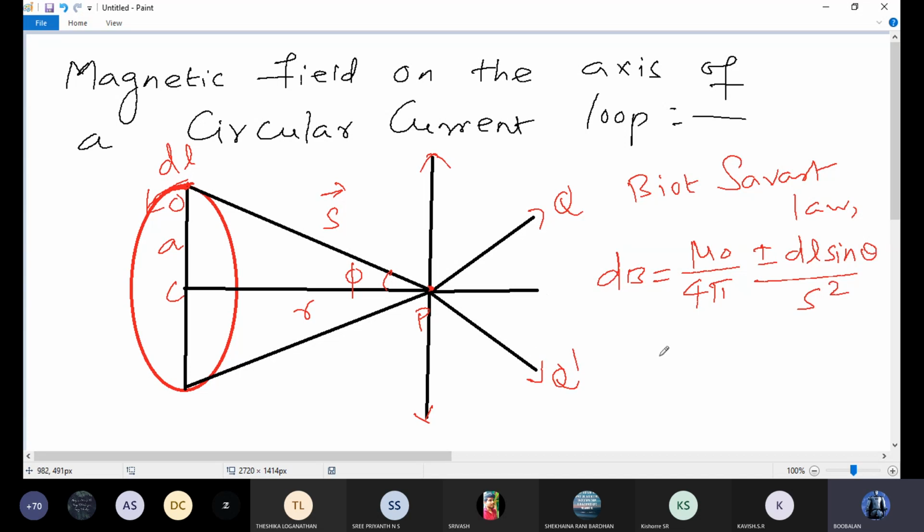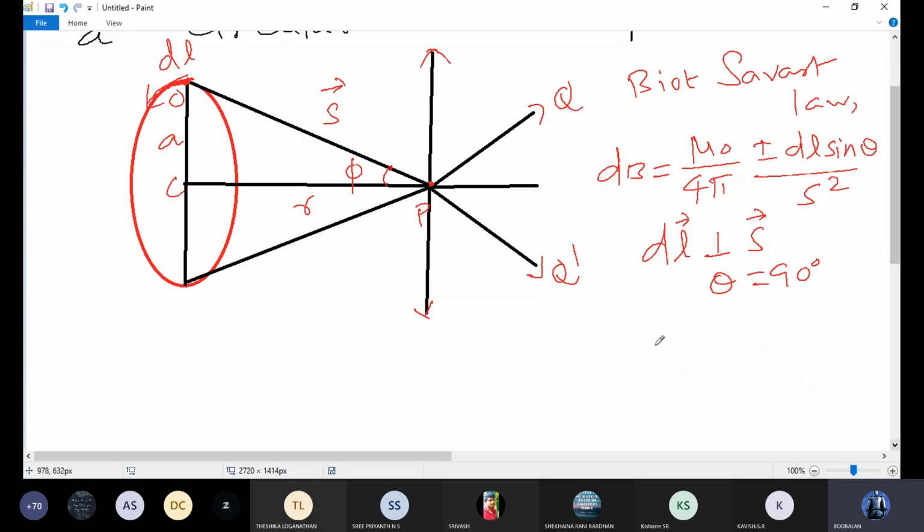Now the dl current element is perpendicular to S. dl and S are perpendicular. Then what about the theta value? Theta equals 90 degrees. So just apply the value, sin 90. Sin 90 value is 1. So dB equals mu naught divided by 4 pi, I dl divided by S square. This is equation number 1.